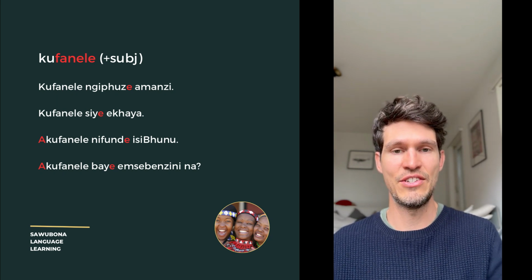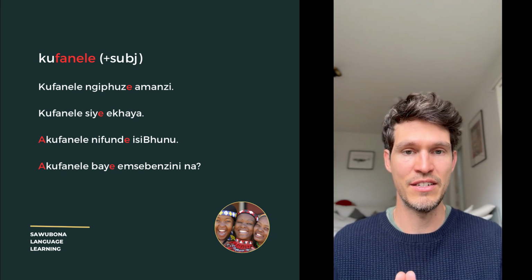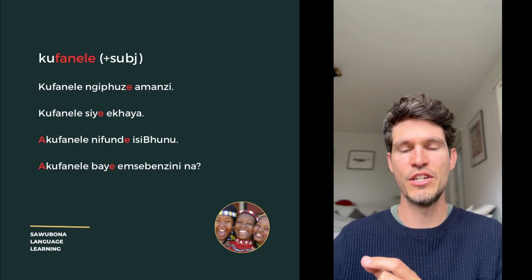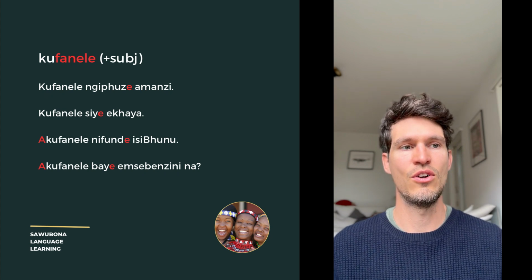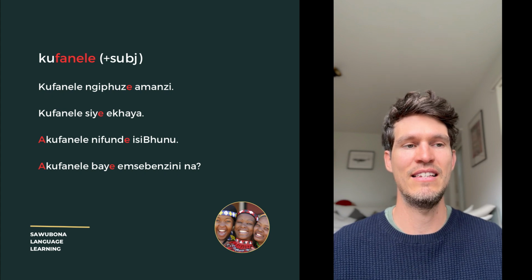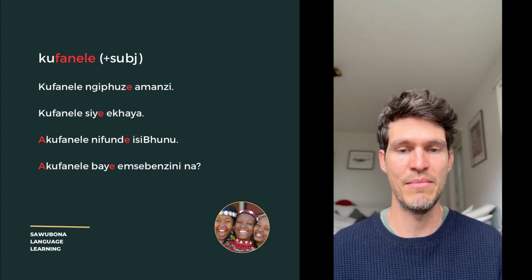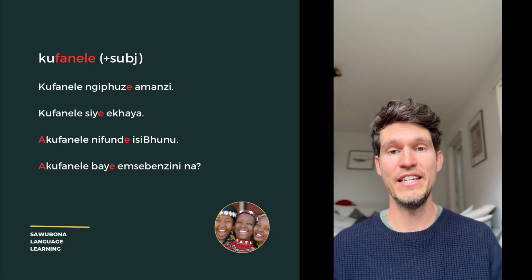Kufanele, it is necessary, and then you need to use the verb in the subjunctive, which means you're going to use the personal pronoun like ngifunda. You're going to change the a to e. That gives it the subjunctive. So our examples are kufanele ngiphuze amanzi. It is necessary that I drink water. I need to drink water. I must drink water. Kufanele siye ekhaya. We need to go home.